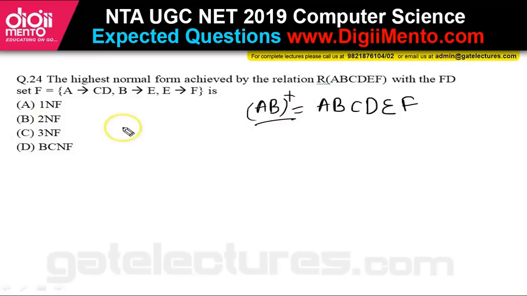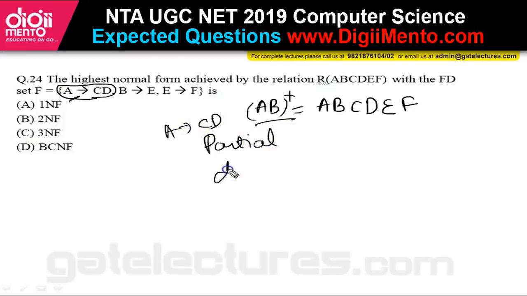Now AB is my candidate key, but if you can see, the first functional dependency itself is showing a partial dependency: A derives CD, it is giving partial dependency. B derives E by itself, it is giving the partial dependency. So it is not in second normal form. If it is not in second normal form, it is not in third normal form and BCNF as well. So what is the lowest normal form it is achieving? It is first normal form, clearly.